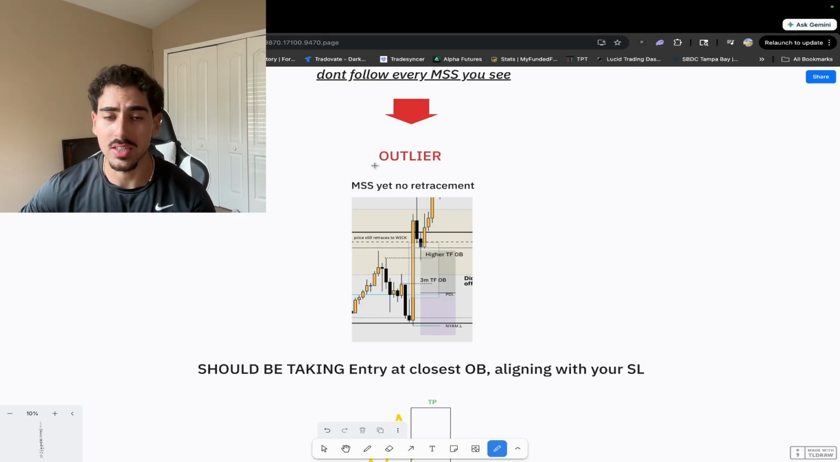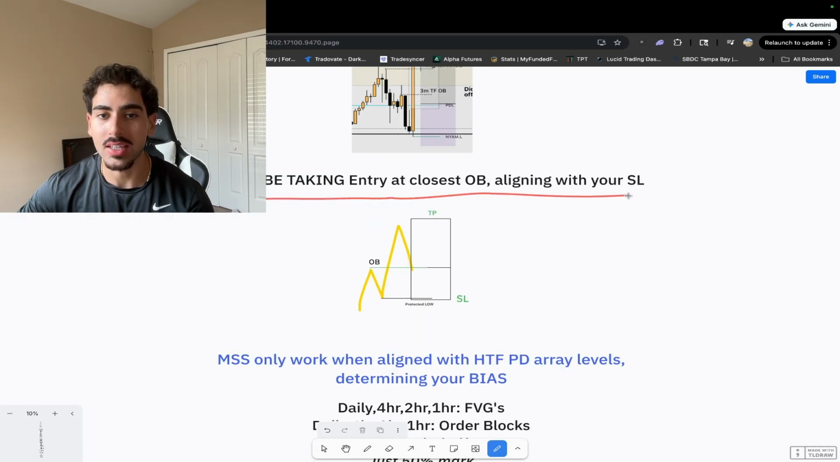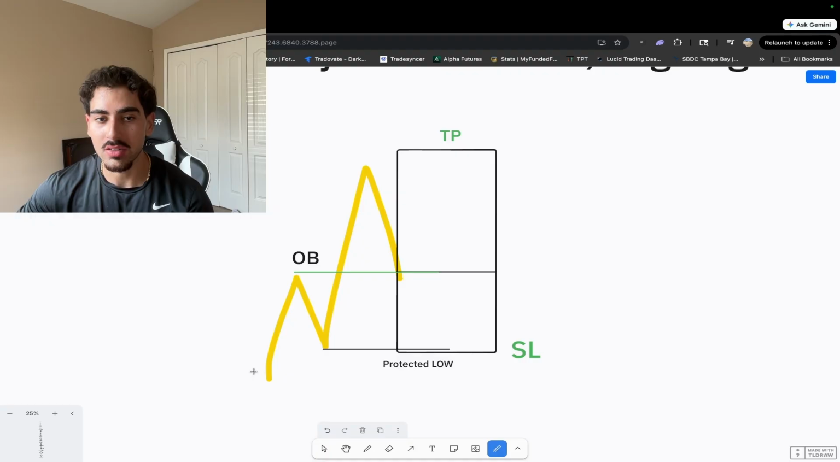You just have to see on different time frames and align them. Outliers are common in the market structure shift model, but if you understand how to look at different time frames, you can easily understand where price is going to retrace and use your limit orders or market orders to tap and enter before price moves without you. You should be taking your entry at the closest order block, aligning with your stop loss. What does this mean? If you can see here, in this little illustration, we have that order block formed right below after price pushes up, forming a market structure shift, correct? To then push down into this order block again.